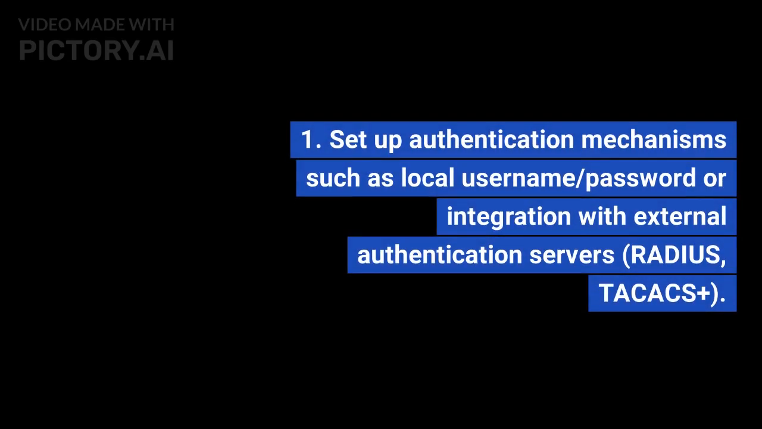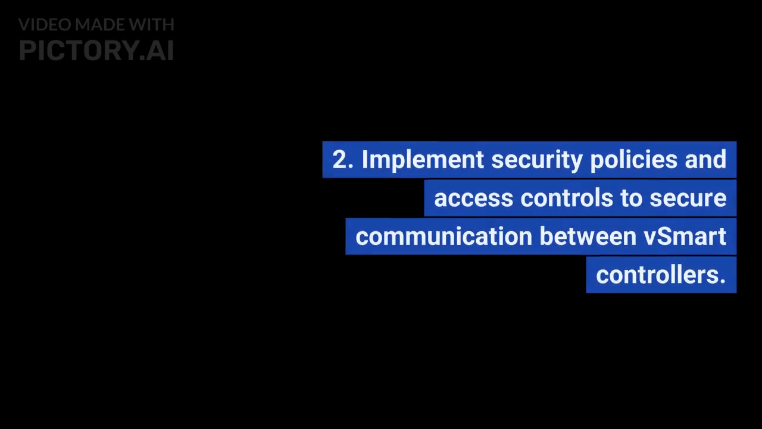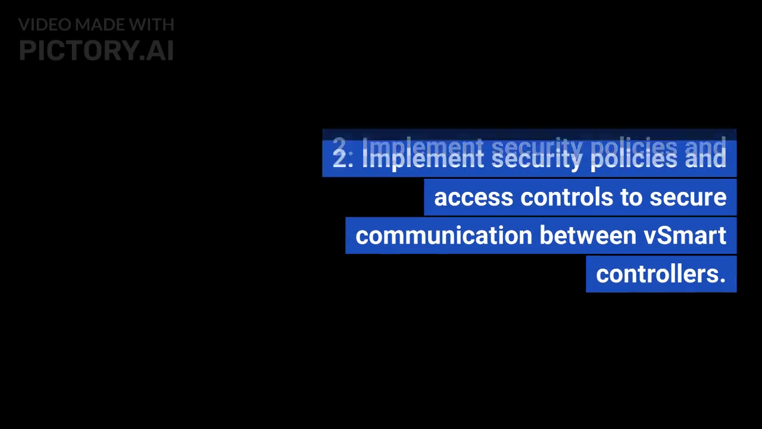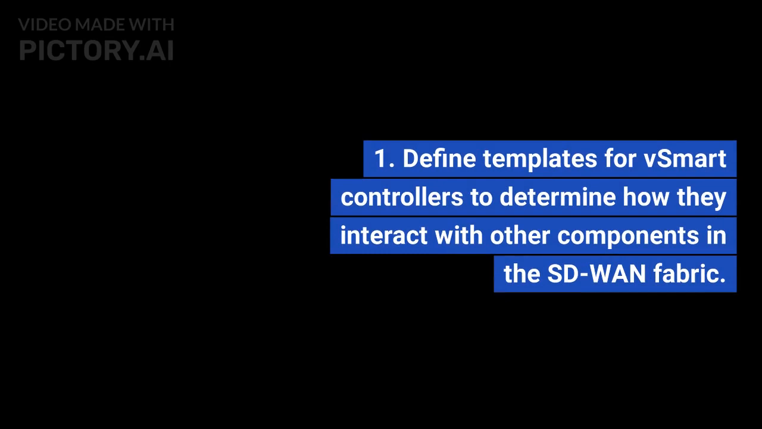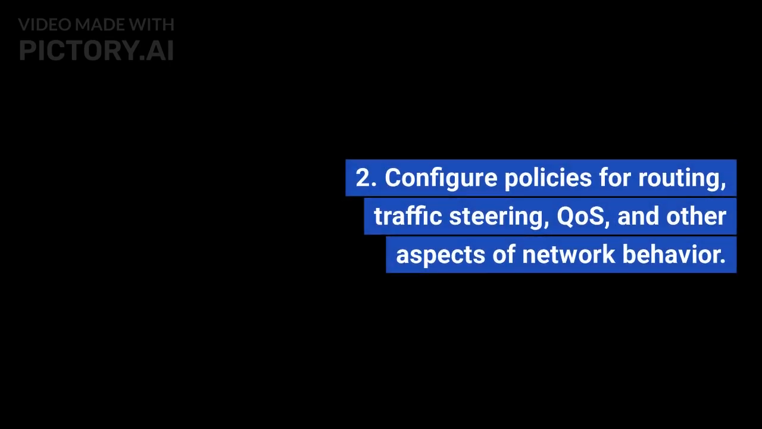Authentication and security. 1. Set up authentication mechanisms such as local username/password or integration with external authentication servers, RADIUS, TACACS+. 2. Implement security policies and access controls to secure communication between vSmart controllers. Templates and policies. 1. Define templates for vSmart controllers to determine how they interact with other components in the SD-WAN fabric. 2. Configure policies for routing, traffic steering, QoS, and other aspects of network behavior.